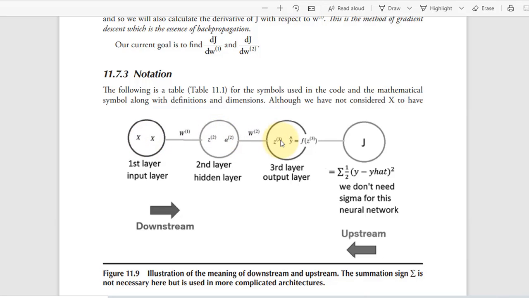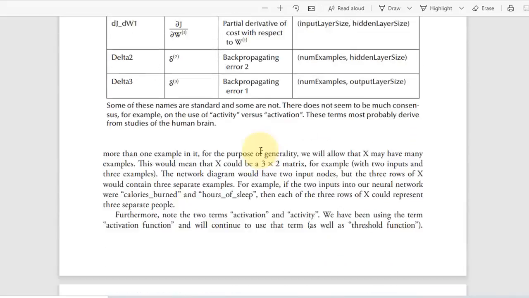So what we're asking for is, like we said we wanted, dJ dW. Now, which W do we want to consider? So we could consider this one, or we could consider this one. Well, this is the one that's closest to the error, so let's do that first. Let's consider dJ with respect to W2, so that's what we have written here.